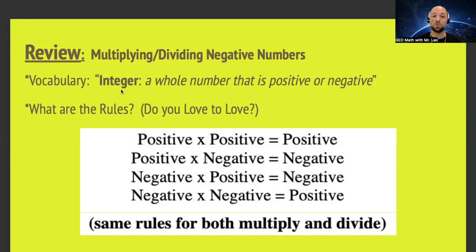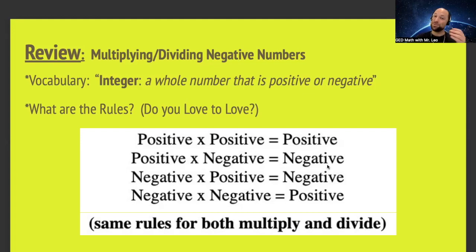Last time we studied the rules for multiplying and dividing negative numbers. These are the same set of rules if you multiply or divide. Here they are on the screen. A positive times a positive is a positive. We thought of this as if you love to love, you're a lover. Then we have a positive times a negative is a negative.